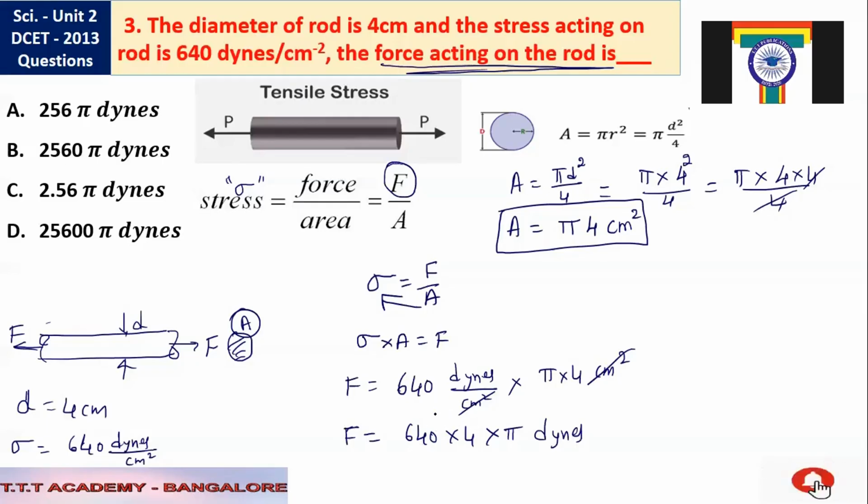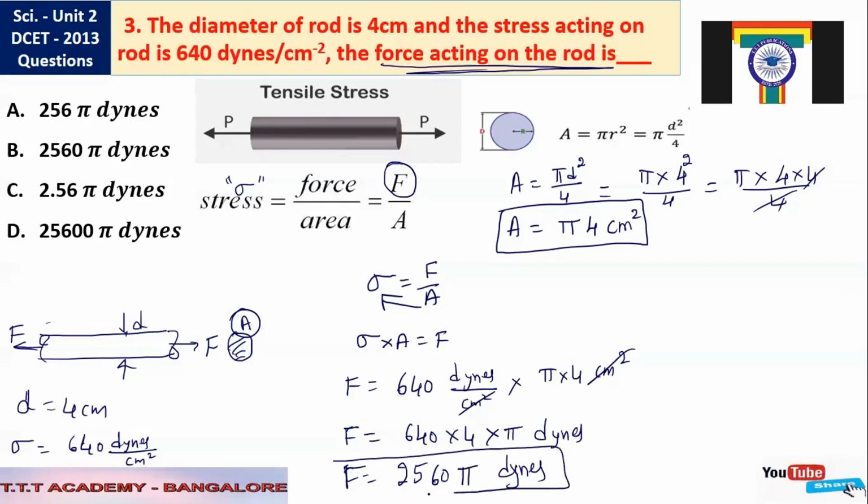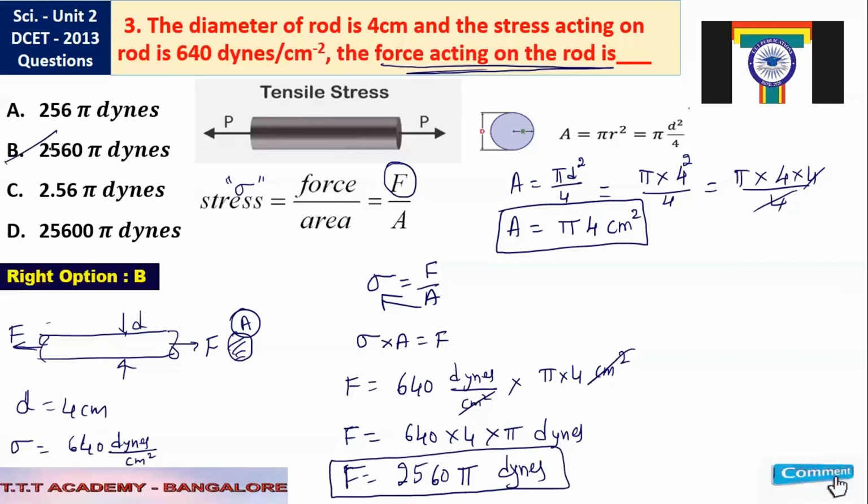That 2 is 2560. Therefore, F is equal to 2560 pi. Pi keep it same thing. Okay. That dynes is the force acting on the rod: 2560 pi dynes. That means for question number 3, B is the right answer. I hope you agree with this and it clears this question.